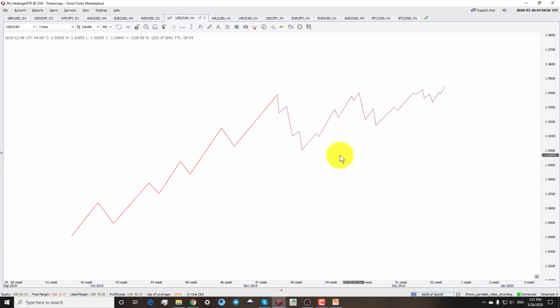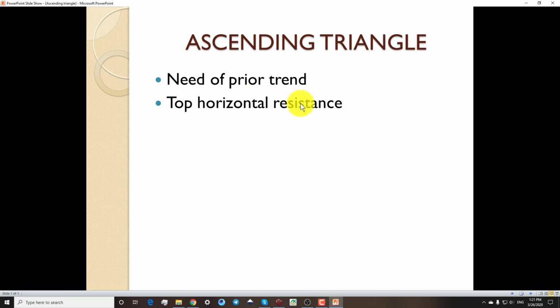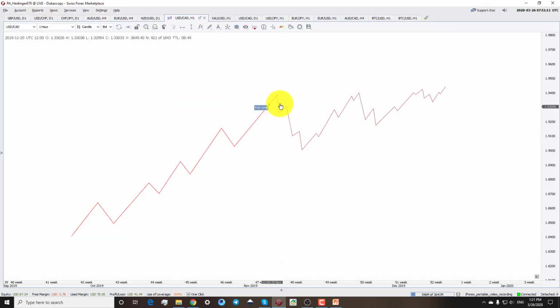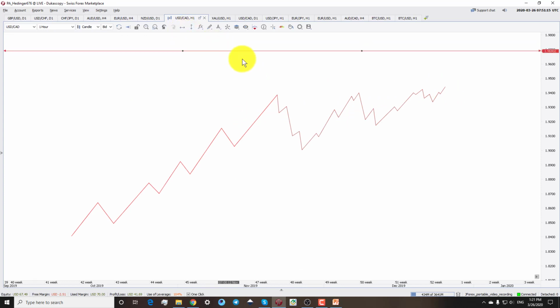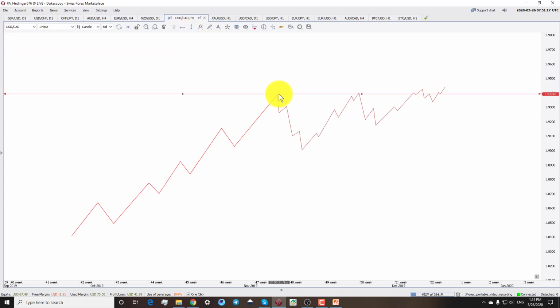Okay, now you might be thinking that what type of pattern I have made. Friends, it's a very easy to understand pattern. Now we needed to create one top horizontal resistance, and this top horizontal resistance is made in the real market when the price reaches the same level again and again, and when we join this by a horizontal line.